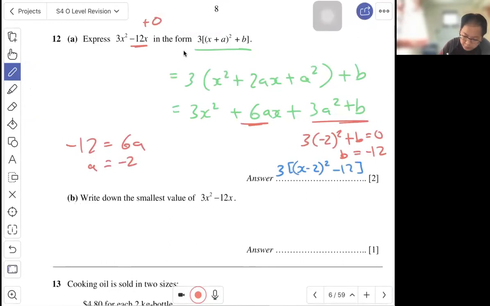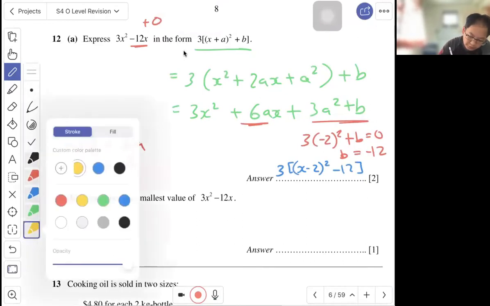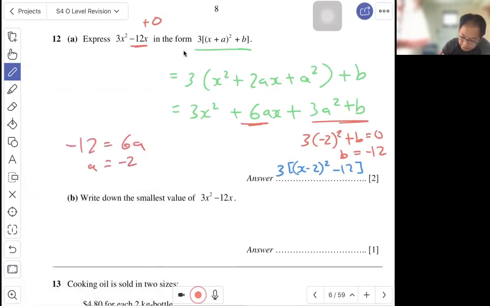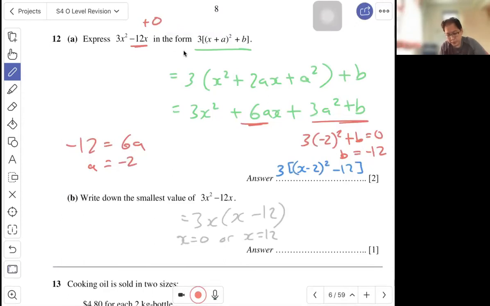Here you factorize 3x squared minus 12x, take out 3x. So x minus 4. So x equals 0 or x equals 4. So the smallest that I can go for is 0.